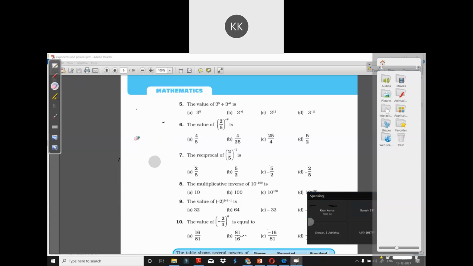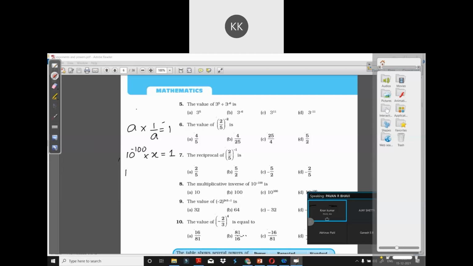How do we solve this eighth one? What is the multiplicative inverse of 10 to the power of minus 100? What is the meaning of multiplicative inverse? Reciprocal, sir. If A is there, we have to multiply by another number so that the product becomes 1. If 10 to the power of minus 100 is multiplied with some number, I have to get 1.